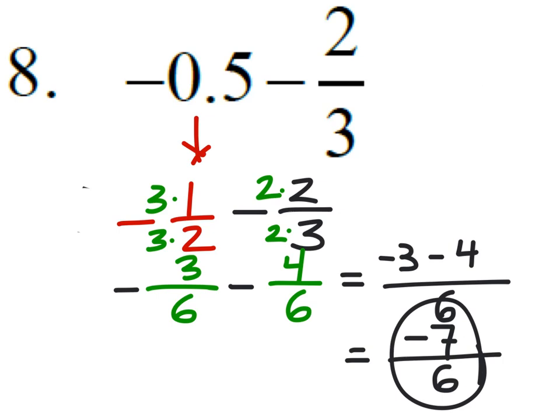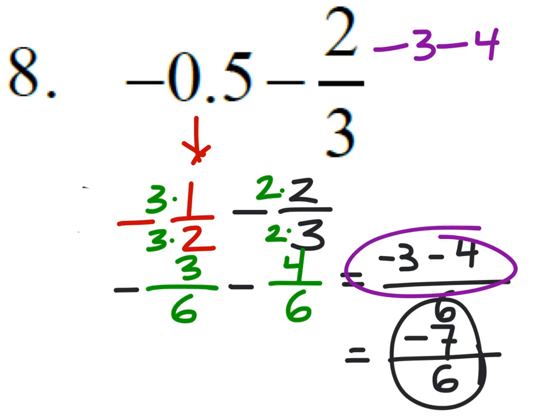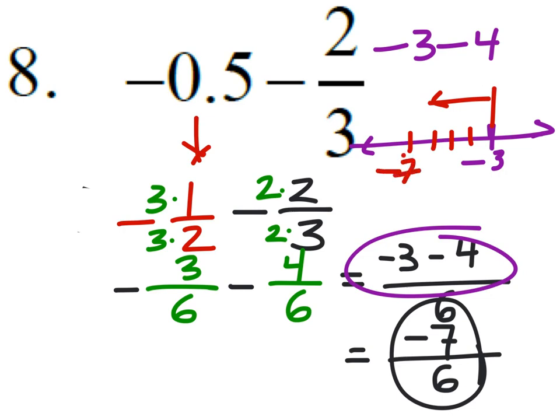So I'm just focusing up here on the numerator. -3 minus 4. Alright, on the number line, I'm going to start at -3. The minus tells us to go to the left. How far? 1, 2, 3, 4. 4 spaces. That takes us to -7, which is what we have right here.